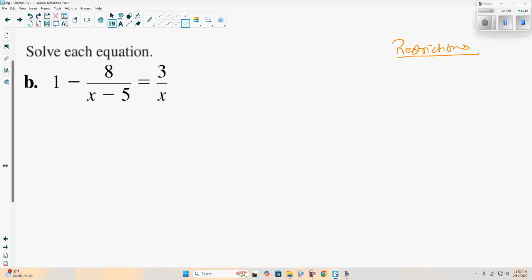Restrictions. Two denominators where we could have a 0. One of them is the x minus 5, the other is the x. Now with our x minus 5, we can solve it to see what's going to make that be 0. We add 5 to both sides, telling us that if x is equal to 5, we'd have a division of 0. It doesn't work. Well, the other one's just saying x can't be 0.